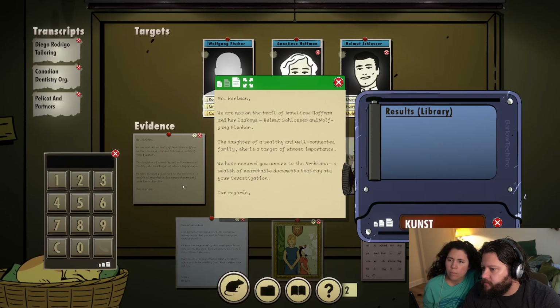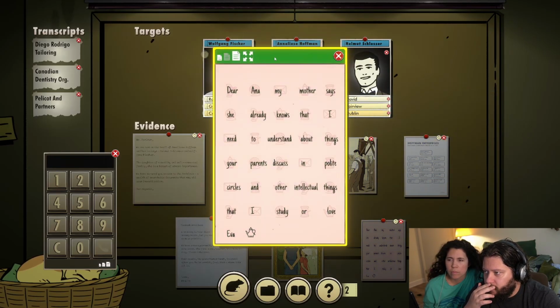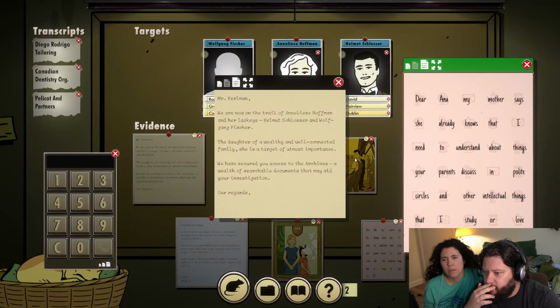A wealth of documents. No, it was like 2. I'm still confused by this. We haven't figured out.